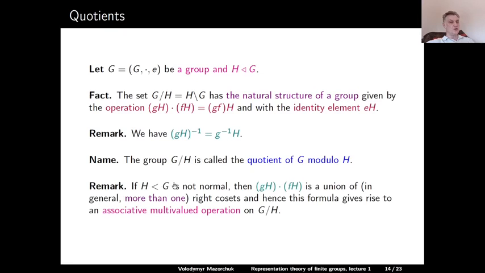Remark: if H is not a normal subgroup of G, then the product of two cosets gH times fH taken element-wise is not one coset, but is usually a union of more than one coset in general. So the same definition gives rise to an associative multi-valued operation on the set of, let's say, right cosets. Now it's a different set from the set of left cosets. So in this way, we get something which should be called a multi-group, maybe.